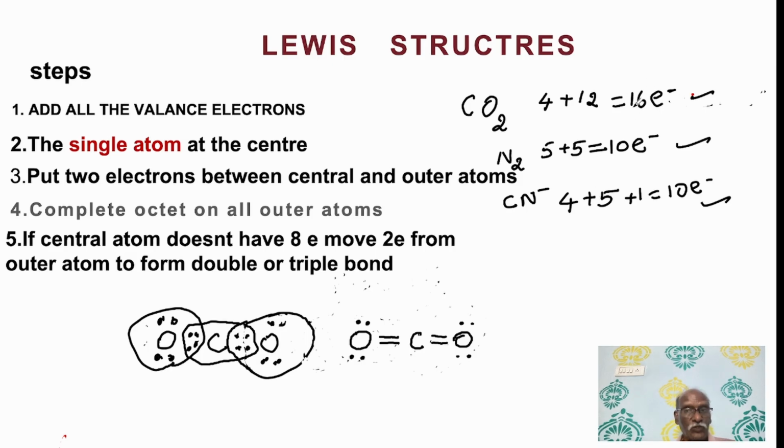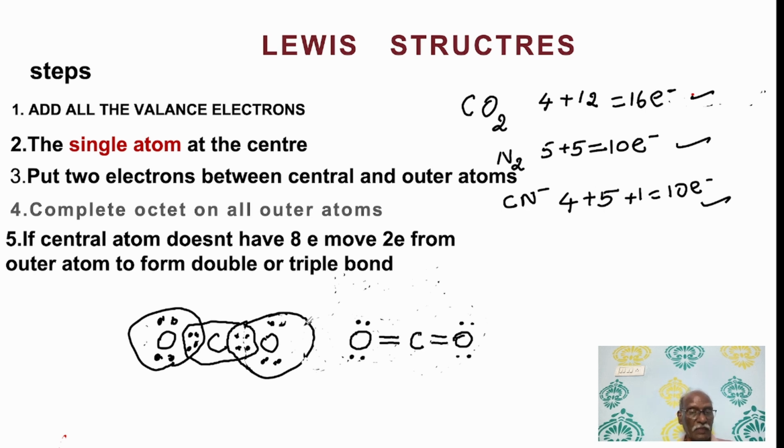So we have to distribute those 16 electrons among all these 3 atoms, oxygen, carbon and oxygen, in such a way that all the 3 atoms get 8 electrons each. That is called the octet rule. See, this is the arrangement here. A pair of electrons here, one pair of electrons here, and 2 pairs in between carbon and oxygen. The same way on the other side also, 2 pairs outside, 2 pairs between the carbon and oxygen.